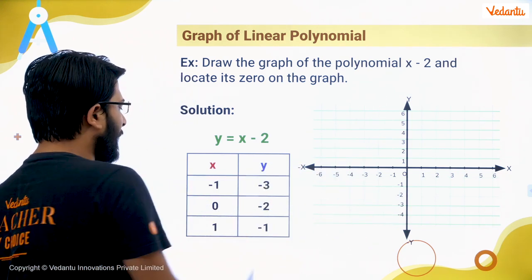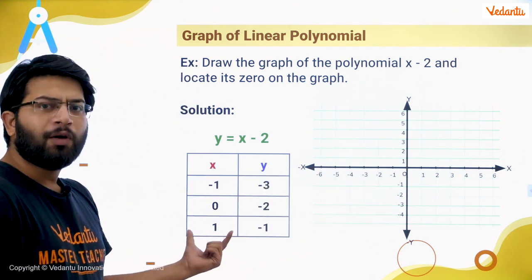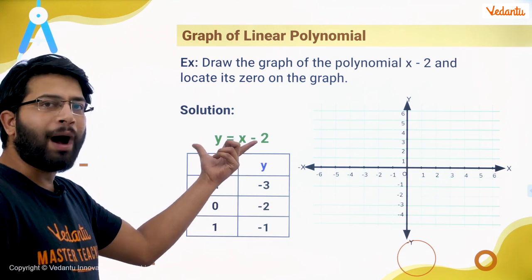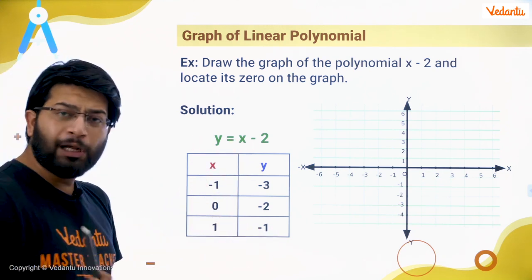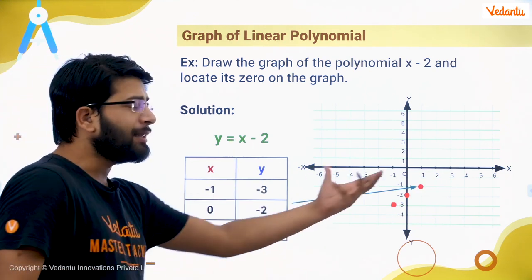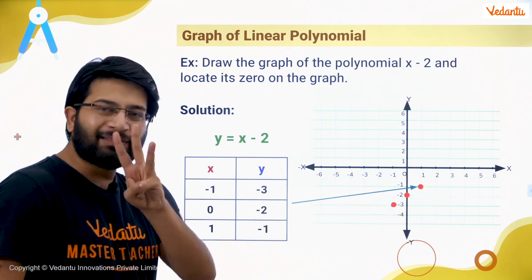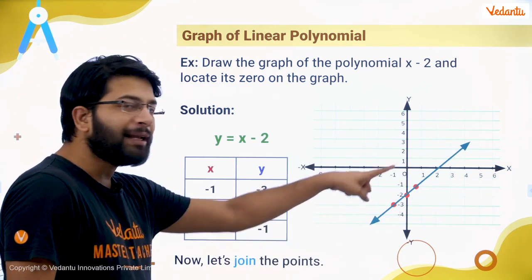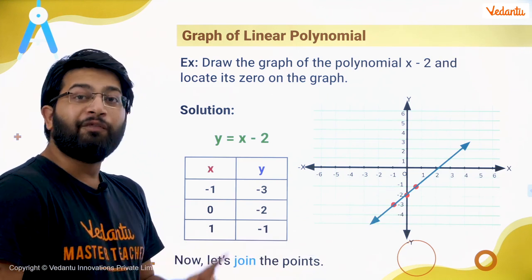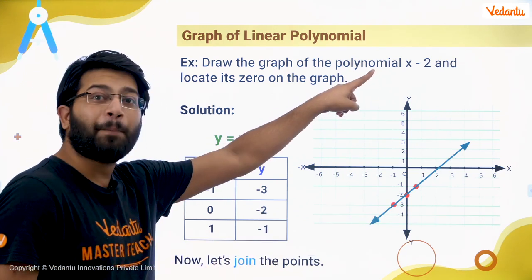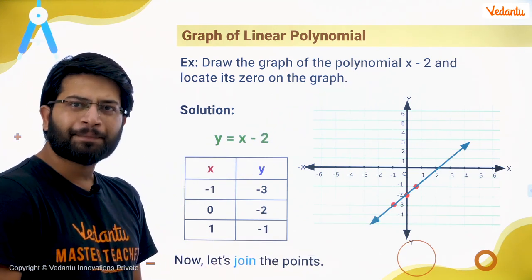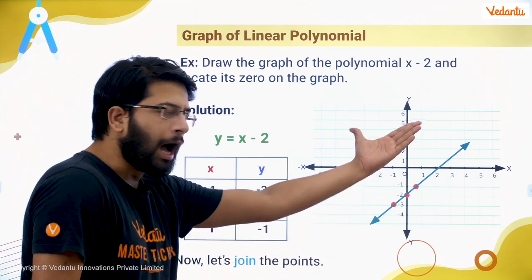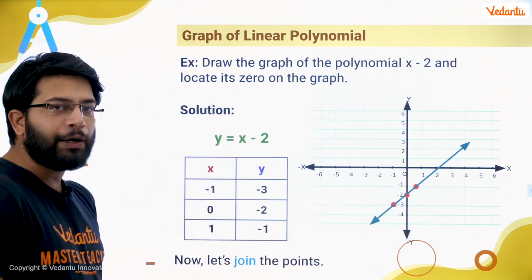Let's take one more point. x equal to 1. For x equal to 1, y will be -1. I can locate this point also in the fourth quadrant. I have 3 points, champ. Simply join these 3 points. You will get the straight line, which is representing the linear polynomial. I hope it is clear, right? So we have seen how to draw the graph of linear polynomials.